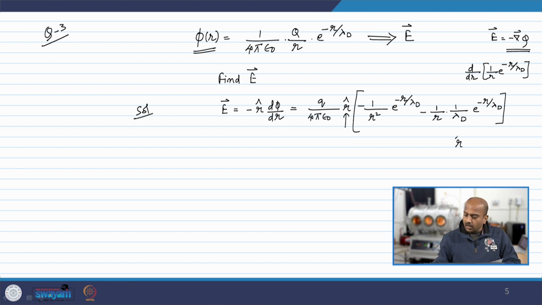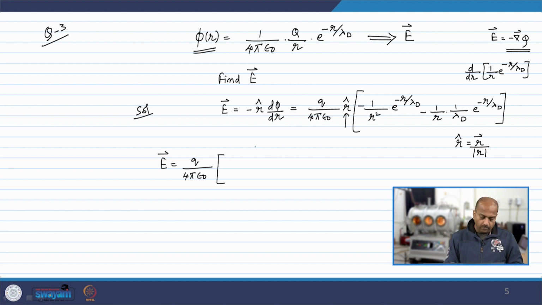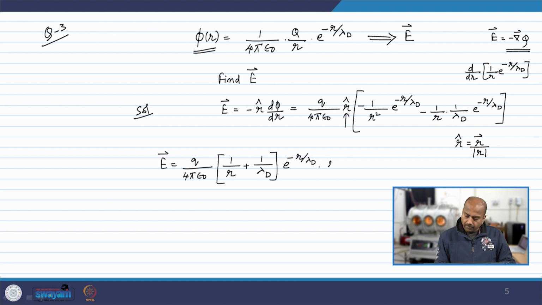So, using the fact that r cap is r by mod r, we can write the electric field as q by 4 pi epsilon naught, (1 by r plus 1 by lambda d) e to the power of minus r by lambda d, multiplied by r cap by r square. Okay. So, out of this term and this term, I have taken 1 by r common, it came out, and this r cap is r by mod r, which is again r, that is why we have r square outside and the remaining terms inside this, right. So, this is the electric field.